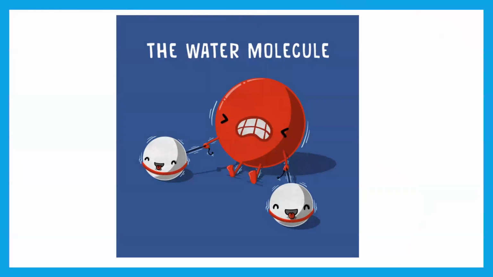The water molecule is a polar covalent bond. The oxygen is bigger, so it's going to be pulling on the electrons from the hydrogens, causing it to be polar.